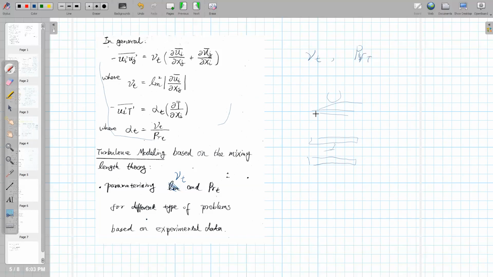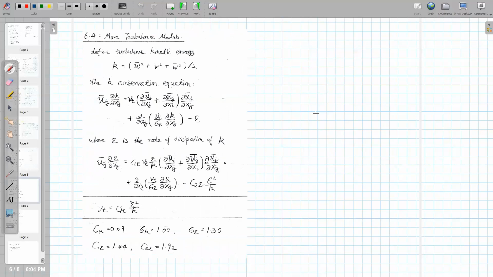So I'll just quickly give you an example of the two-equation K-epsilon model, and tell you what it means and how it works. I won't go into how this model is derived from statistical theory. I'll just give you the result and how you can use these equations directly.